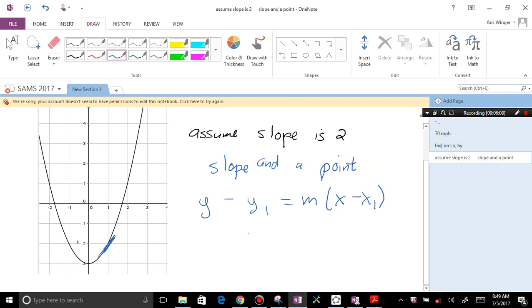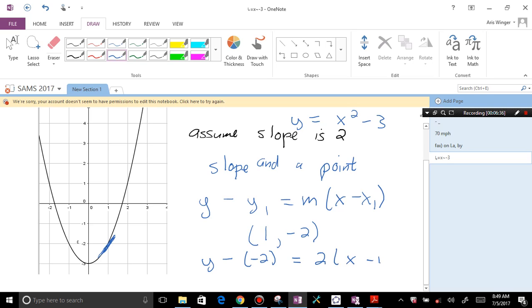1, negative 2. And if I didn't give you the picture, how would you know? I gave you the equation y equals x squared minus 3. I told you that x was 1. And so you can plug in 1 here and get negative 2. Y minus negative 2 equals 2 times x minus 1. Y plus 2 equals 2x minus 2.